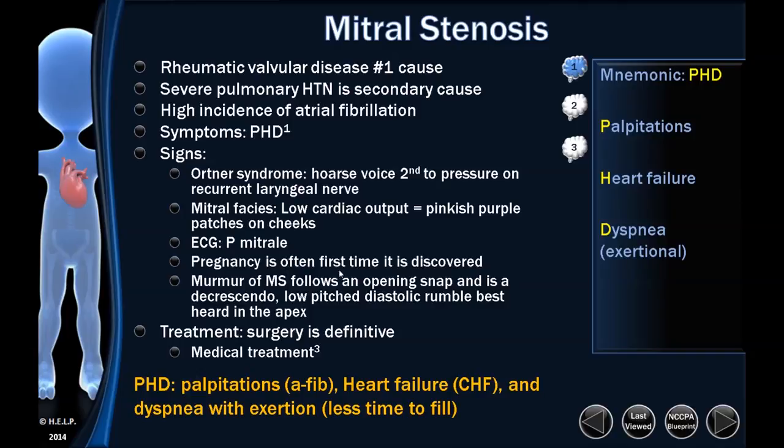Pregnancy is usually the first time that we find out somebody has mitral stenosis. In other words, they're doing fine, life is good, they get pregnant, and they have that extra fluid running through the system and the extra weight with the baby, and with all that extra fluid trying to move from the lungs down, you'll find out that they have mitral stenosis.